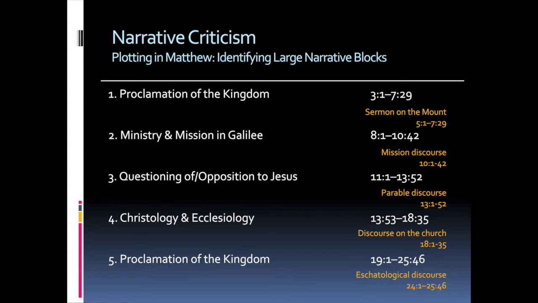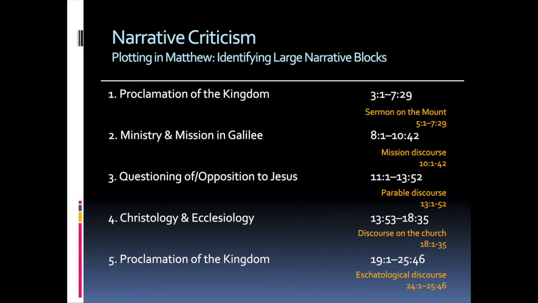Then we get the parable discourse, where a lot of Jesus's parables from Q and from Mark, as well as some unique Matthean ones, are collated. Then we get the discourse on the church in the section on ecclesiology, or the teaching on the church. And the final discourse is what's called the eschatological discourse. That's drawn from a Greek word, eschaton, which means the end times. And so the eschatological discourse, or apocalyptic discourse, is the discourse on the end times.